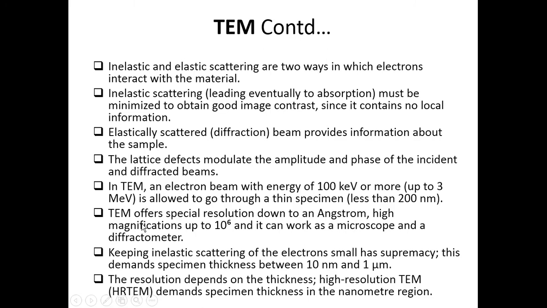Okay. TEM offers spatial resolution down to an angstrom, high magnification up to 10 raised to 6, and it can work as a microscope and a diffractometer. That is another important thing with regard to this TEM. TEM can be used as an electron microscope for analyzing materials or material surfaces, their composition, microcrystal structure, and all those things. And it can also be used as a diffractometer. That's also very important. You might have learned what a diffractometer is in the physics class.